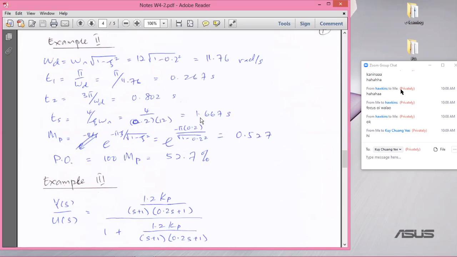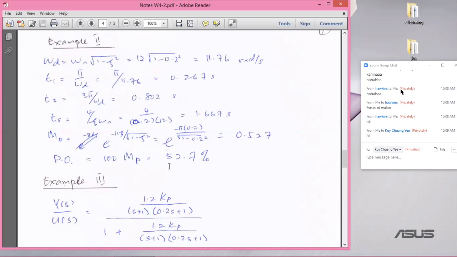Settling time is going to settle after 1.667 seconds. The overshoot here is 0.527, and the percent overshoot is 52.7%. So this is a very large overshoot, over 50%. So you can see whether this is satisfactory or not, depending on specific control system. But in this case, it looks like the percent overshoot is too large.